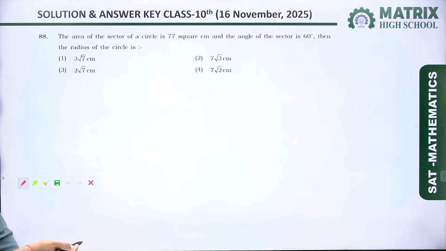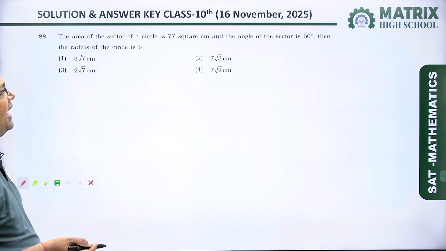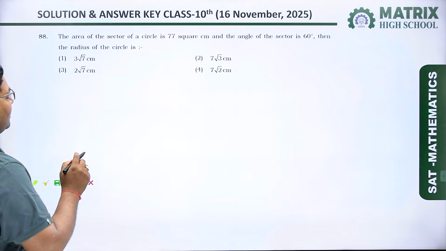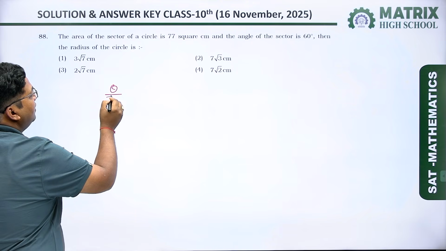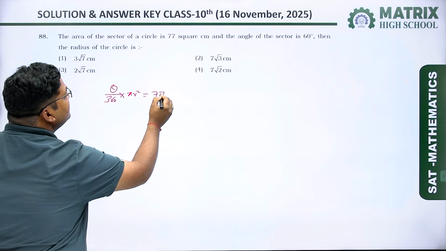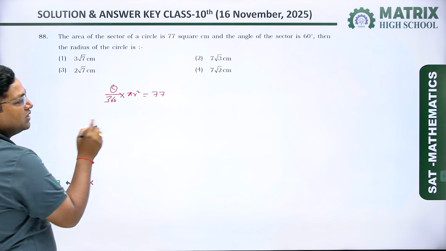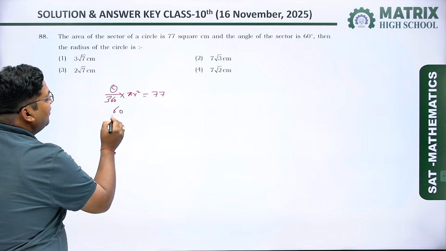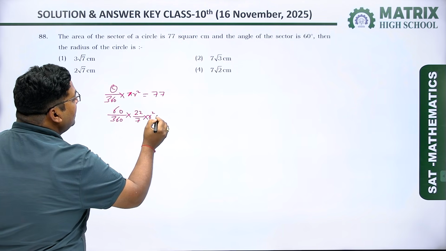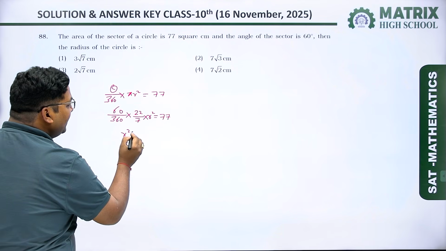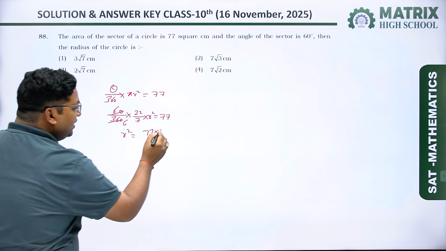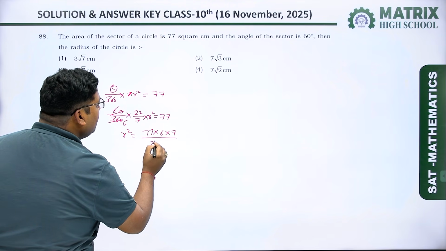The area of the sector of a circle is 77 square centimeter and the angle of the sector is 60 degree. Then the radius of the circle is. So the area of the sector formula is theta upon 360 into pi r square, and this area is given as 77 square centimeter. So here we have to put the value of theta. So we will get 60 upon 360 into the value of pi, 22/7, into r square equals 77. From here we will get r square equals 77 into 60 and 360 cancelled out by 6 times. So it is 6 into 7 upon 22.